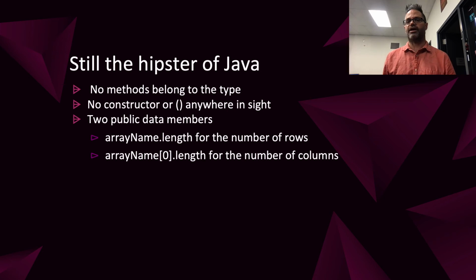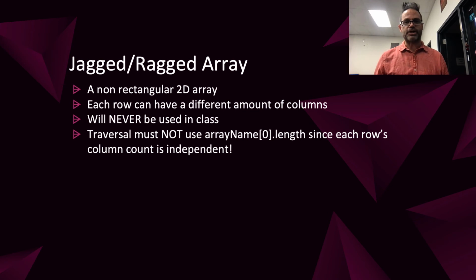That's all we have. So you can't actually call a method on that. You have to use the stuff that's inside the array, and you can use methods on those, but the array itself doesn't have anything that we can call or work with. Now, we do have a special case called the jagged or ragged array. A jagged or ragged array is a non-rectangular 2D array. It's an array that has random sizes of width.